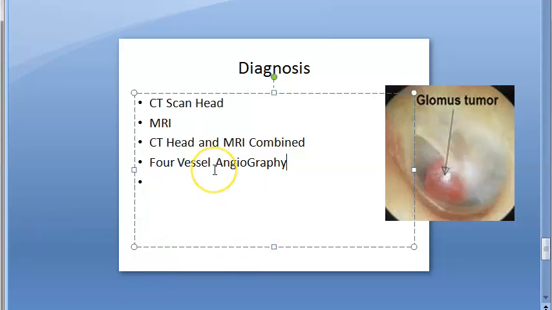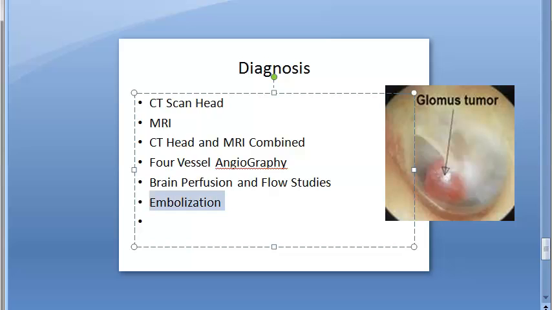So they want to delineate any other glomus tumor. They want to find the feeding vessels and they want to find if there is embolization of tumor. Then they will do brain perfusion and flow studies. Embolization. What is this embolization? Embolization of feeding vessels 1 to 2 days before operation helps to reduce blood loss.